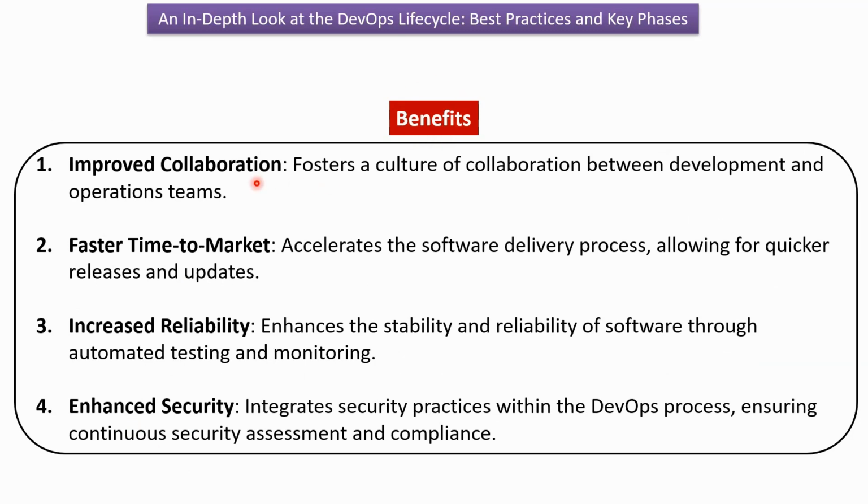The first point is improved collaboration, which fosters a culture of collaboration between the development team and the operation team. The second point is faster time to market, which accelerates the software delivery process, allowing for quicker releases and updates. Third point is increased reliability, which enhances the stability and reliability of the software through automated testing and monitoring. Fourth point is enhanced security, which integrates security practices within the DevOps process, ensuring continuous security assessment and compliance.